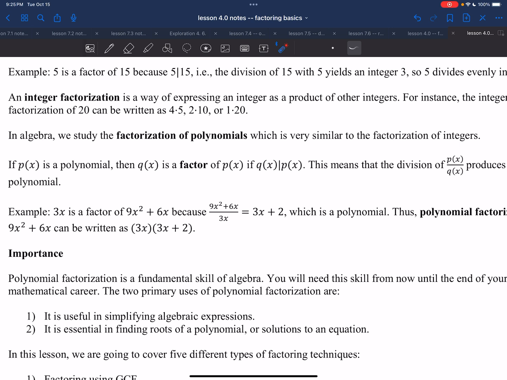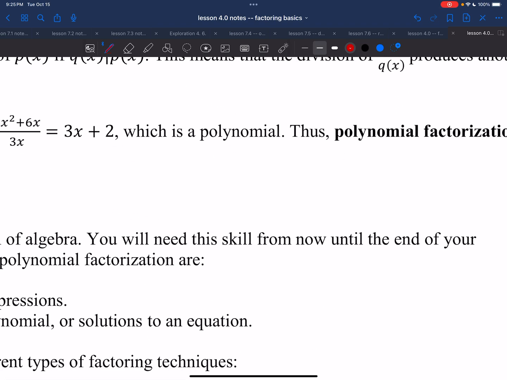When we say that something is a factor, as I've said like a million times at this point, an integer, 20, divided by 4, an integer, yields an integer. Therefore, 4 is a factor of 20. It goes into 20. We carry this for polynomials as well. And so the example I have written here is, let's say you have 9x squared plus 6x over 3x. And I say, well, is 3x a factor of 9x squared plus 6x?